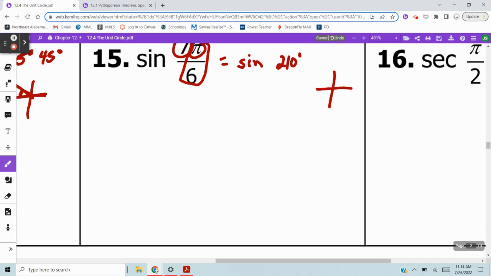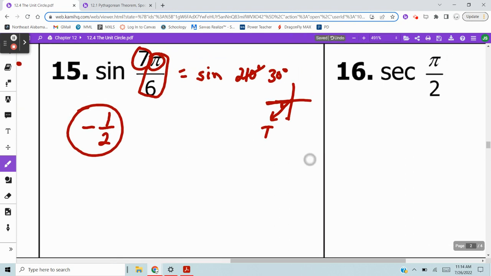Sketching it, I believe that puts us in the third quadrant between 180 and 270. All students take calculus, so therefore tangent's the only thing positive, so sine is negative. 210 is how far from 180? Mark it out. That'd be a 30-degree angle as your reference angle. The sine of 30 is a half, so therefore the sine of 7 pi over 6 is negative 1/2.